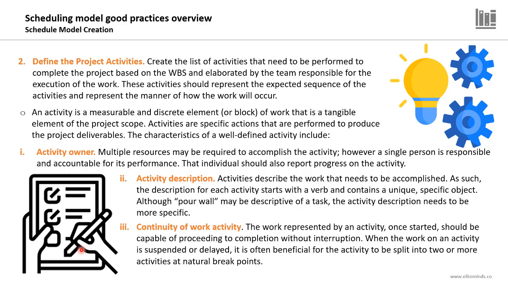Another attribute is the continuity of work activity. The work represented by an activity, once started, should be capable of proceeding to completion without interruption. When the work on an activity is suspended or delayed, it's often beneficial for the activity to be split into 2 or more activities at natural break points. So if you have an activity, for example, that is planned to start in May and it will be on hold in August for 2 months and will be returned back to work in October, this is not a good practice. It's better to split this activity into 2 activities.